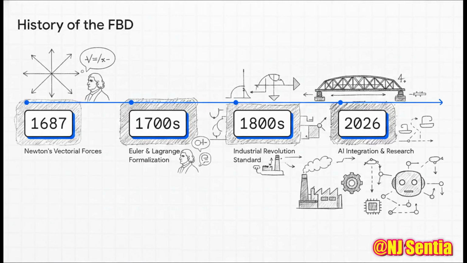Now, this definitely isn't some new fad. The conceptual roots trace all the way back to Isaac Newton in 1687 with his early vectors. Then, brilliant minds like Euler and Lagrange formalized it in the 1700s, and by the 1800s, it had become the standardized backbone of the Industrial Revolution, helping engineers calculate the loads for the very first iron bridges. And today, amazingly, we're actively trying to teach this 300-year-old concept to artificial intelligence.